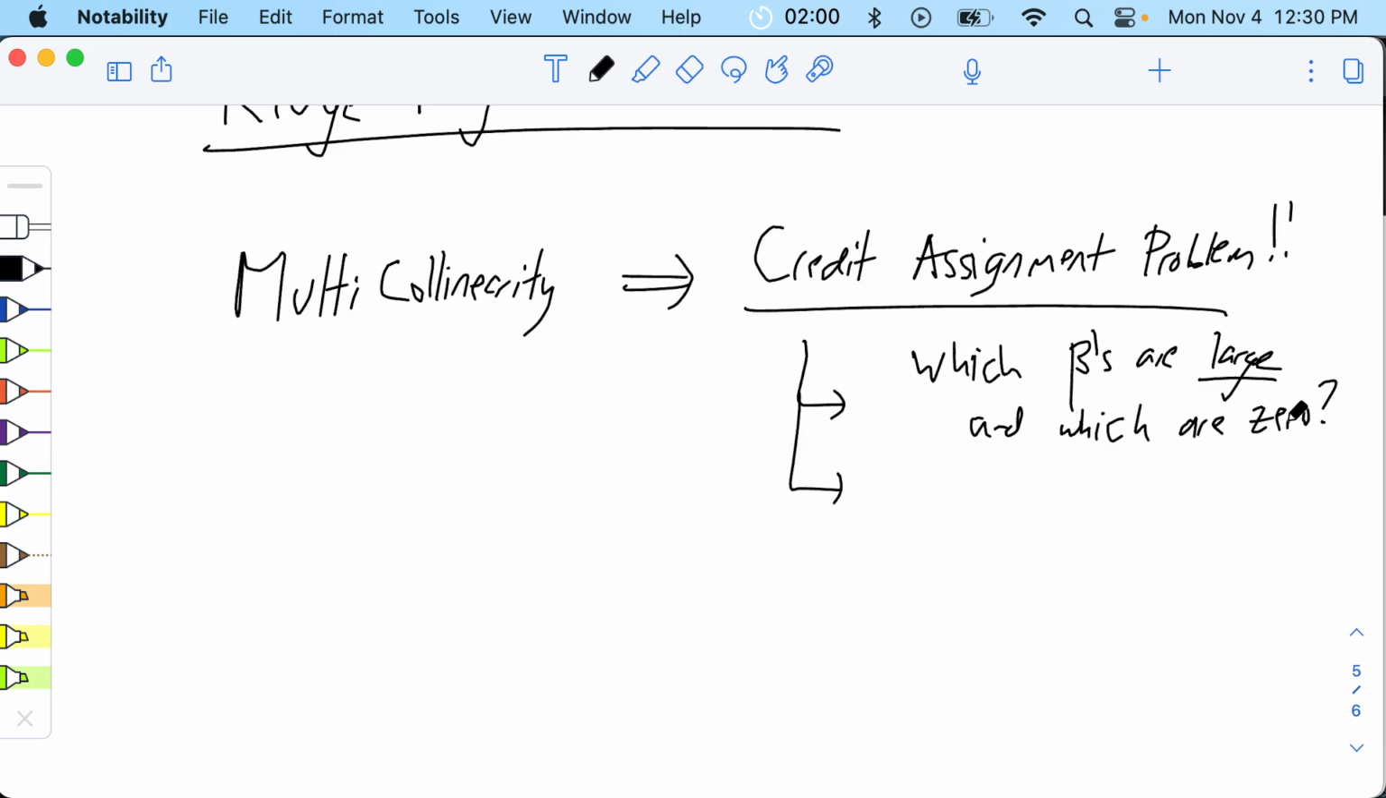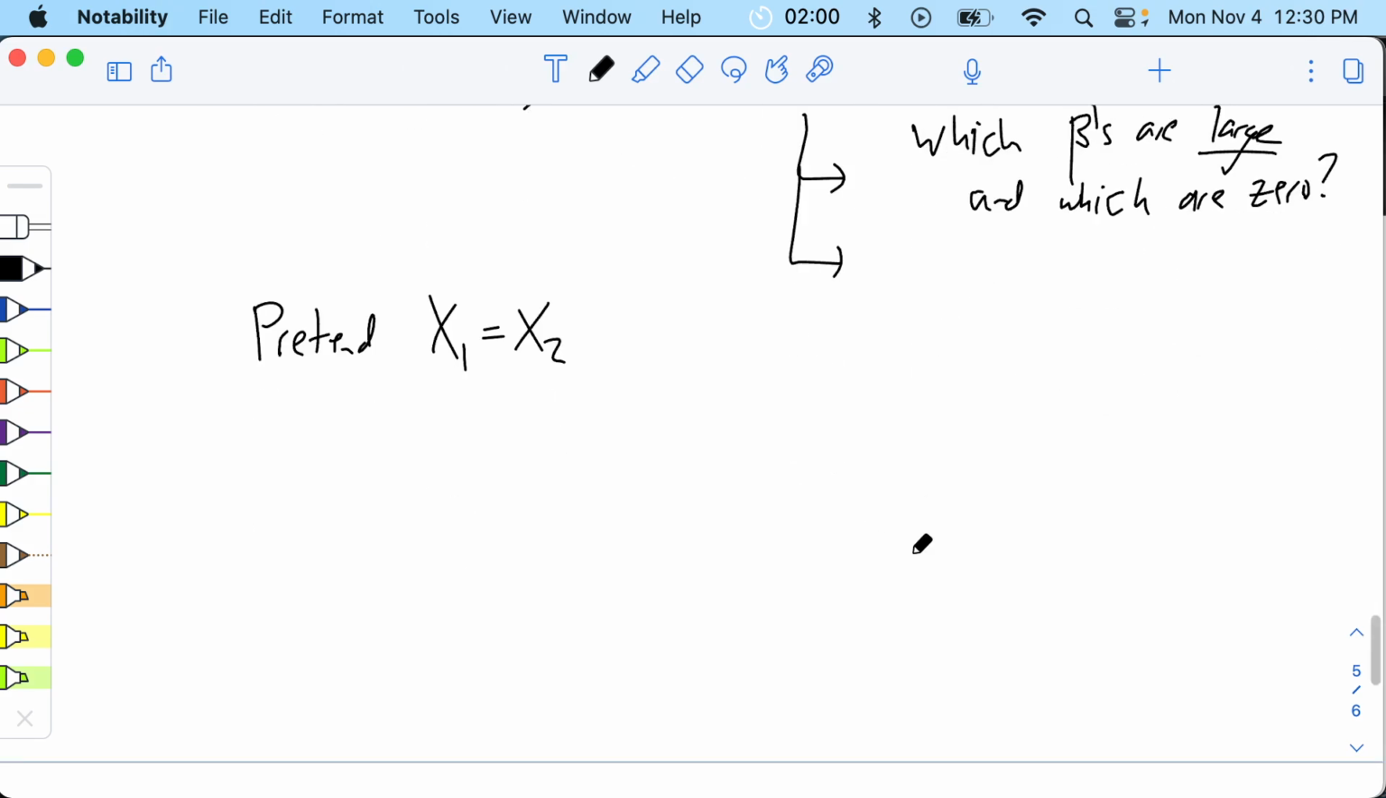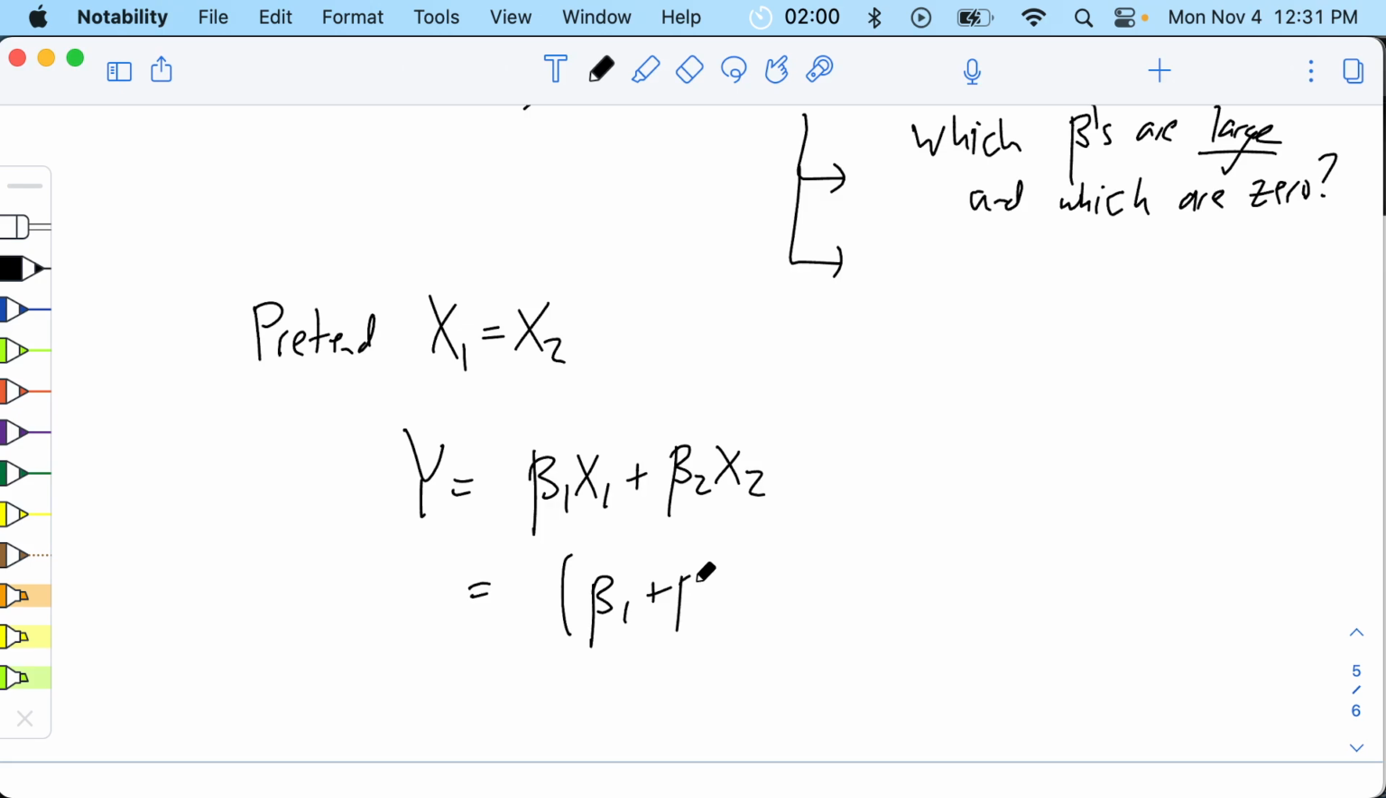Let me give you an extreme example. Let's pretend x1 equals x2, so we have two columns that are literally identical. Then you try to do linear regression y equals beta 1 x1 plus beta 2 x2, trying to find these two coefficients, beta 1 and beta 2. But in your equation they look like two separate things when they're actually the same thing. So it's beta 1 plus beta 2 times x. When you're doing linear regression, you have two coefficients, but there's actually only one coefficient to be solved for.